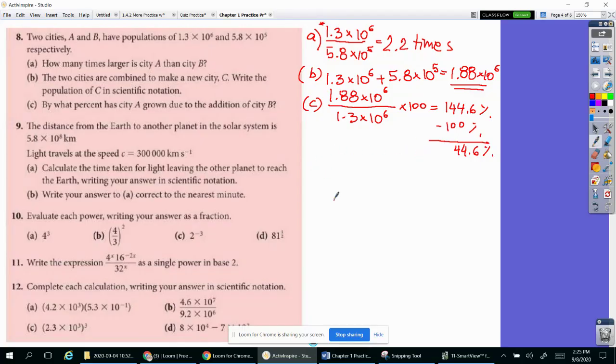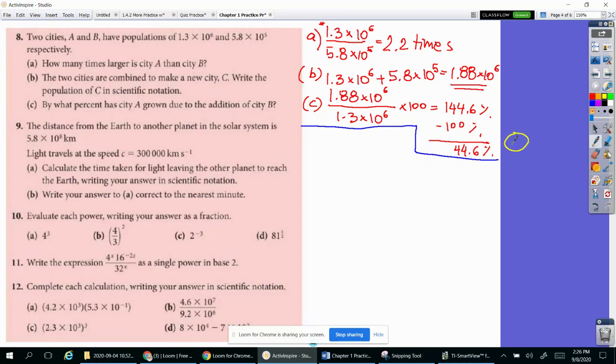Okay, so let's look at problem number 9. Let's change the color over here. Number 9: the distance from Earth to another planet in the solar system is 5.8 times 10 to the 8th kilometers. Light travels at the speed of 300,000 kilometers per second. Calculate the time taken for light leaving the other planet to reach the Earth, writing your answer in scientific notation. Let's just sketch what the situation is.